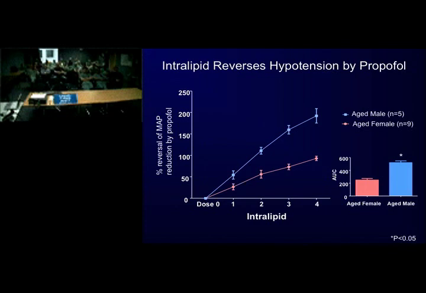What you can see here is that in aged male, there is significantly greater reversal of hypotension caused by propofol compared to the aging female. That being said, I just want to draw your attention to the fact that in the females, we were able to achieve essentially a 100% reversal of the propofol hypotension with Intralipid. And in the males, we were able to achieve almost a 200% reversal, which is a substantially greater response than we expected to see. Essentially 100% was gained probably about the second dose of Intralipid.